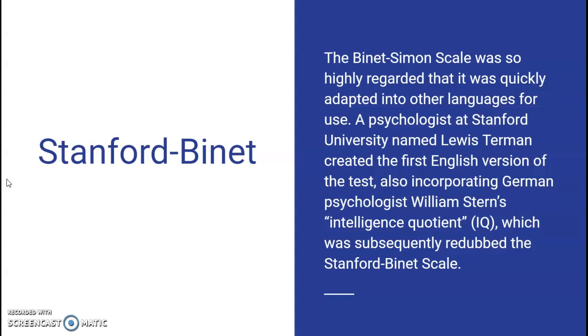A psychologist at Stanford University, his name was Louis Terman, created the first English version, and he incorporated the concept of IQ, or intelligence quotient, that was German psychologist William Stern's idea, and then the test was renamed the Stanford-Binet scale.